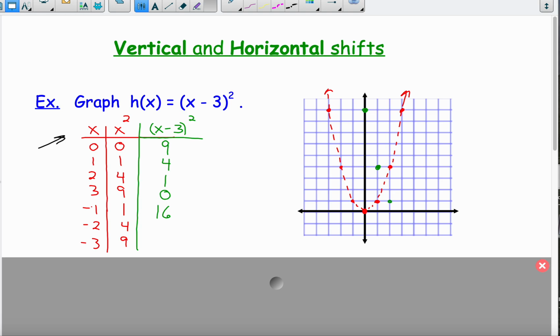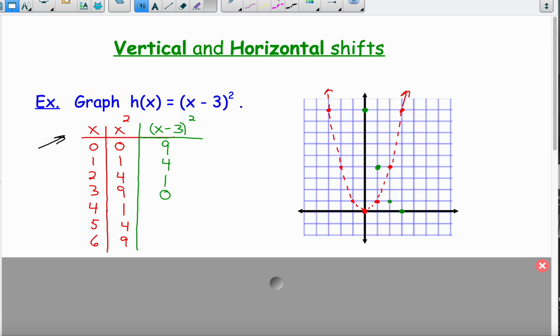And when I input a 3, I output a 0. And maybe I should change some values in my table instead of these negative values. Let's keep going. And how about I plug in 4, 5, and 6.